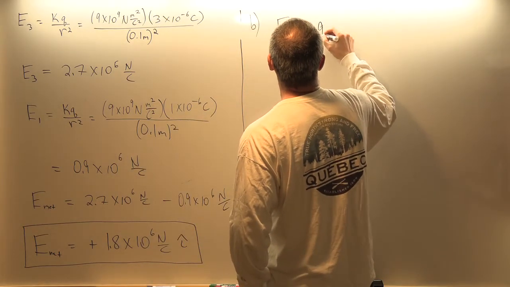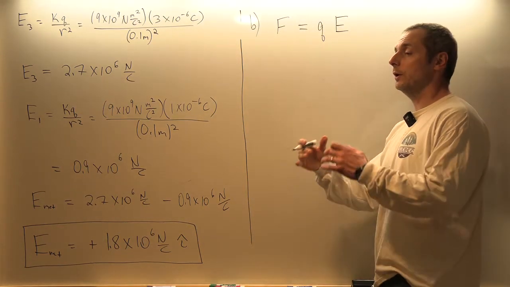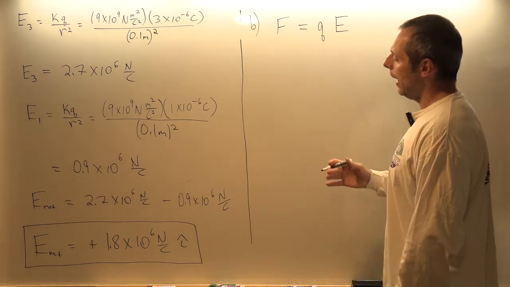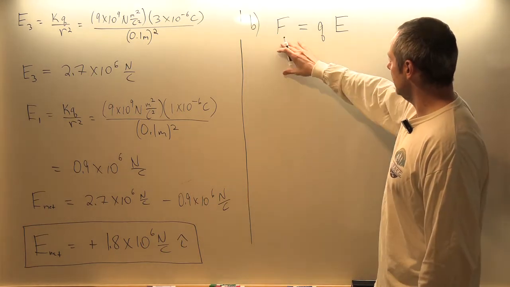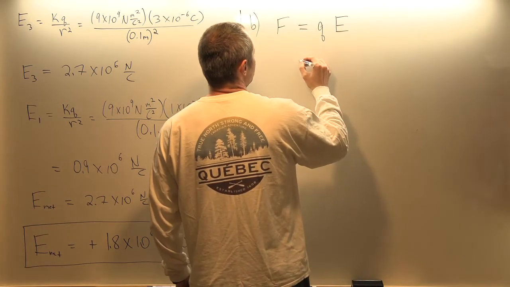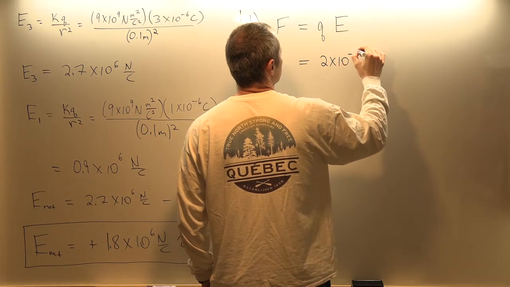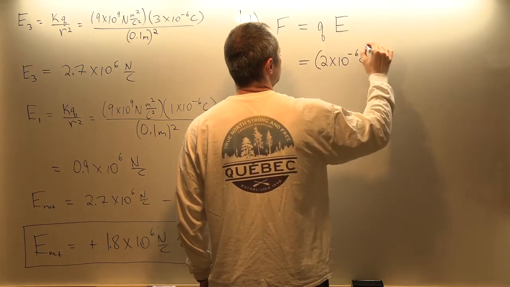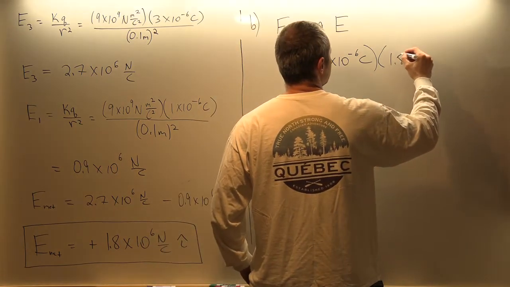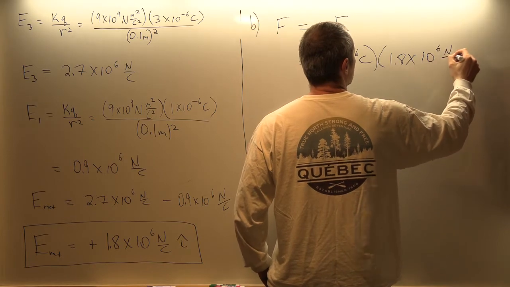Once you have the electric field, you don't have to go back to Coulomb's law anymore. We could do KQQ over R squared, KQQ over R squared, and then subtract those forces. But why? We have the net electric field. We could find the net force by using this formula. So the charge placed in the middle was a 2 microcoulomb charge. That's that many coulombs. And the electric field there is 1.8 times 10 to the 6th newtons per coulomb.